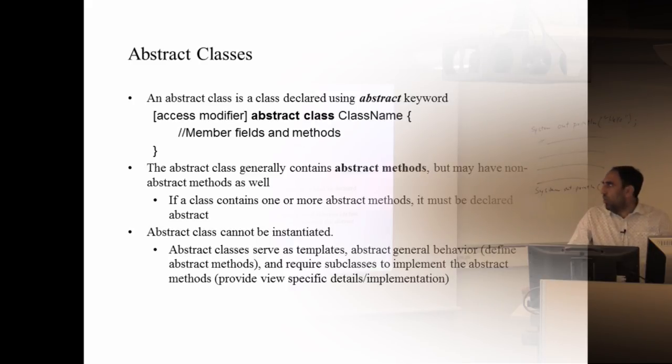And how can we define an abstract class? The difference between an abstract class definition and a normal non-abstract class definition is that you put the abstract keyword before the class keyword. So when you put the abstract keyword before the class keyword, the class becomes an abstract class. And the abstract class generally contains abstract methods, and there may be one or more abstract methods.